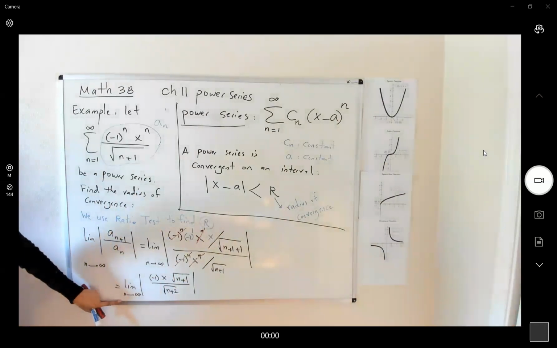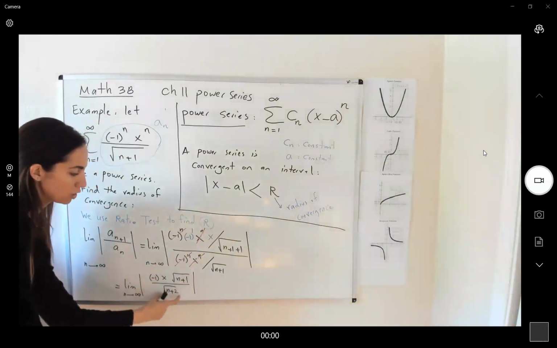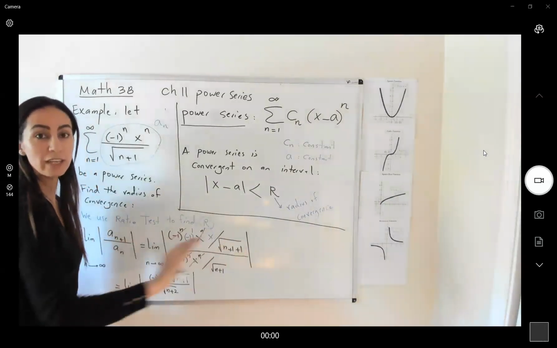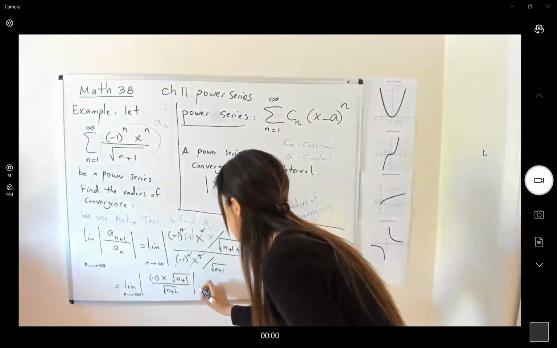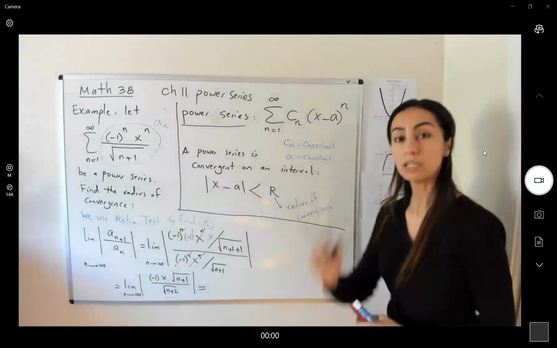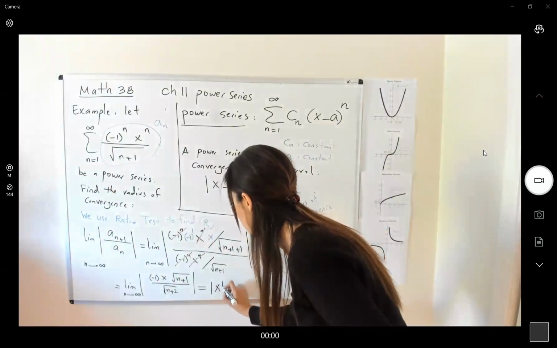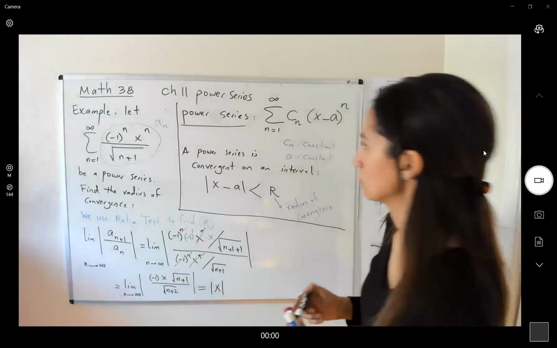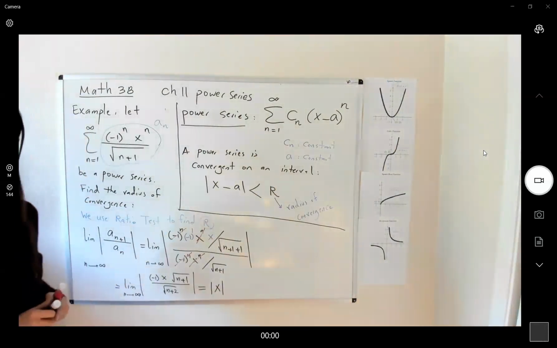While n goes to infinity, the speed at which these two terms go to infinity is the same. So this limit is just equal to the absolute value of -1, which is 1, times the absolute value of x. So this is your limit.